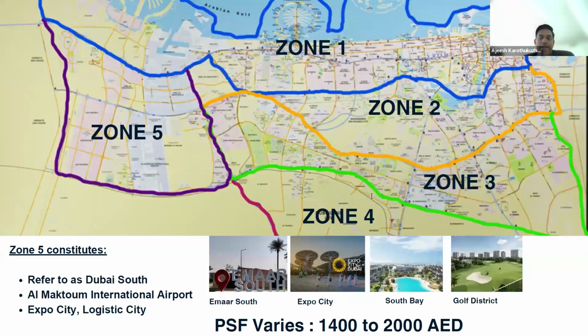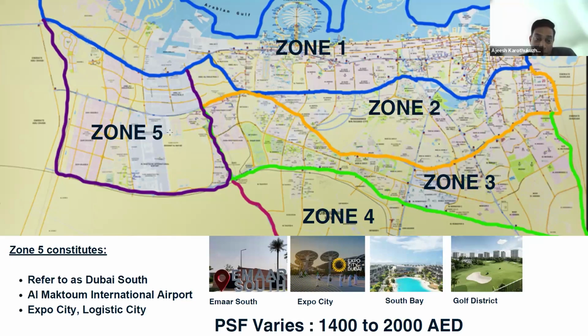Okay. And next is zone 5, where the boundary is this road called Dubai Expo Road, and this is the 611 road and the Sheikh Zayed Road. So zone 5 is majorly called Dubai South, which has major attractions like the upcoming airport, the Maktoum airport in 2030. So this will be one of the major transitions from the old airport to the new airport. So this movement of the airport will bring a lot of people, the working class people, Logistics City.